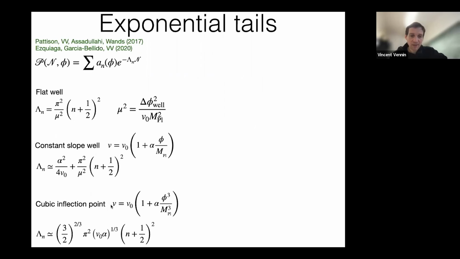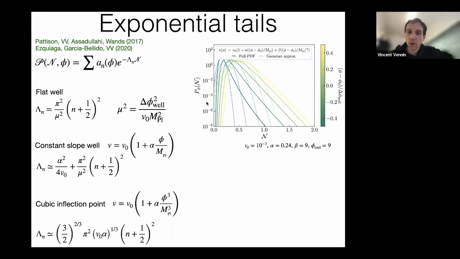Now, the interesting model, I think, is this one. You consider a cubic inflection point, so a potential which does like this. You have a cubic inflection point when, at phi equals 0 here, the first and second derivatives of the potential vanish. And then in that case, the eigenvalues lambda n take this form, where v naught is a small number because it's the energy density in Planck units. Alpha is a small number as well. So the lambdas are always small. And that means that the tails are always super heavy in those models, meaning that you produce way too many primordial black holes. Okay, so this is just a plot of a model where you have this cubic inflection point, which is the term controlled by beta here.